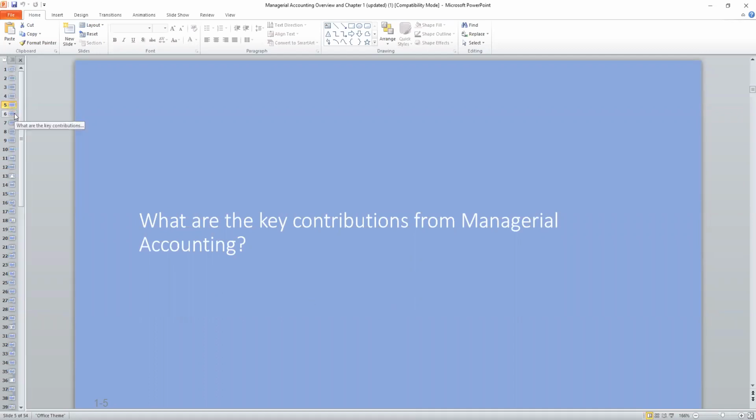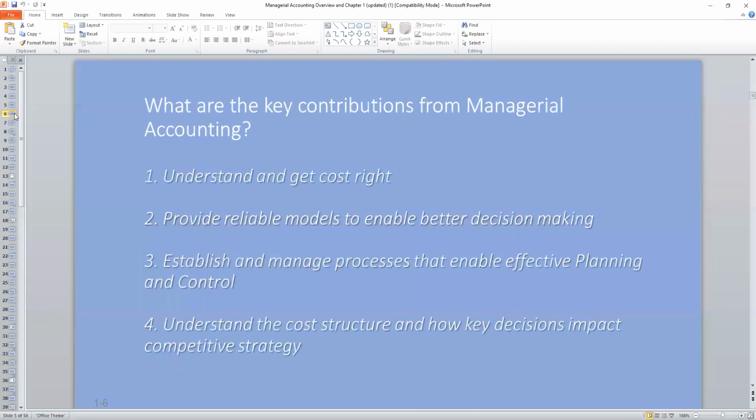So what are the key contributions from the managerial accounting profession? And it is a profession within the accounting world. So first is to understand and get cost right. And in some cases, that's pretty straightforward. So if I'm working in a merchandising company, at a big retailer like Costco or Amazon or Walmart, then cost is pretty straightforward. It's what I purchase from my suppliers. And that generally is pretty straightforward cost.